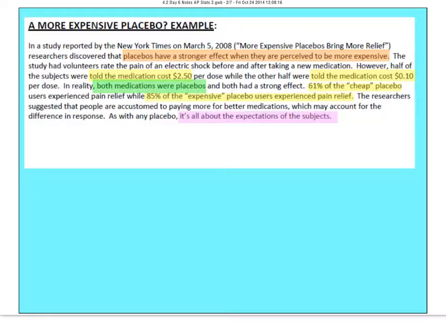61% of the cheap placebo users said they had pain relief, while 85% of the expensive placebo users had pain relief. None of them should have actually had pain relief. They were placebos. Interesting. The researchers suggested that people are accustomed to paying more for better medications, which may account for the difference in their response. As with any placebo, it's all about the expectations of the subjects. So here it's clear the placebo effect actually happened in both medications. You just have to be cognizant that the placebo effect can take place within your experiment.